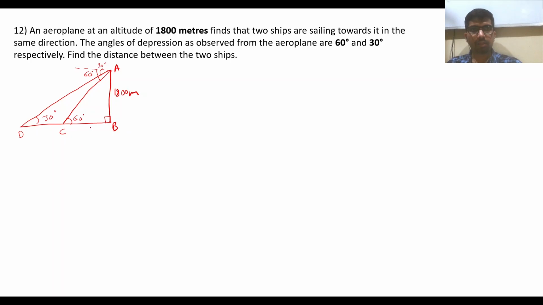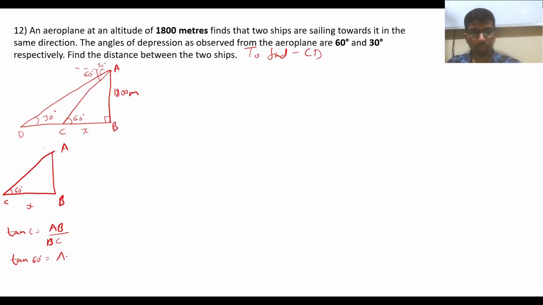ठीक है. So you have to find distance between two shapes. So let this be x. So take small triangle ABC to find CD. ठीक है. Take small triangle first. ABC. This is how much? 60 degree. X. Tan C is opposite side upon adjacent side. BC tan 60.